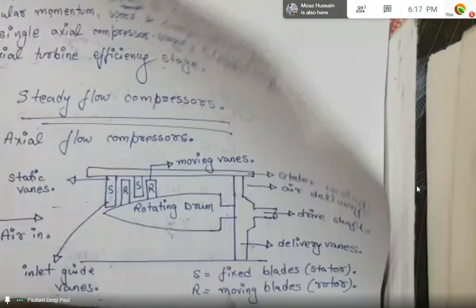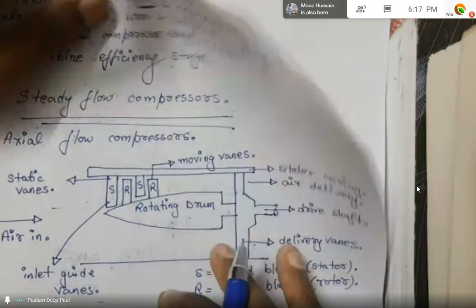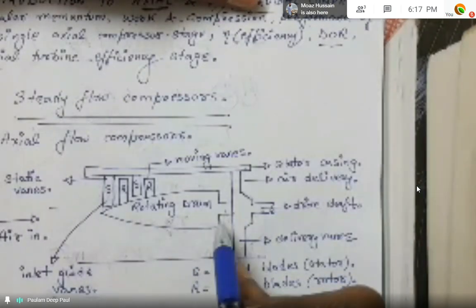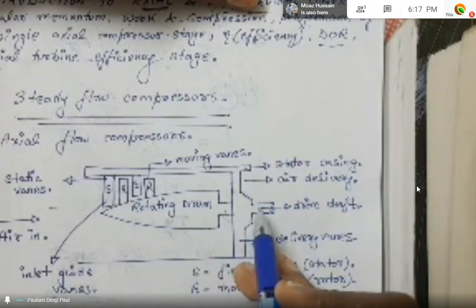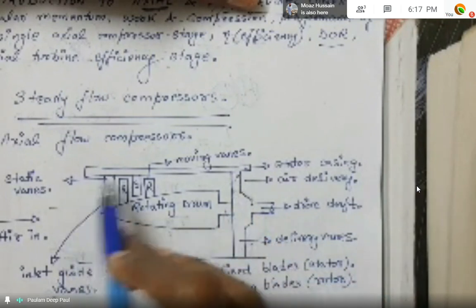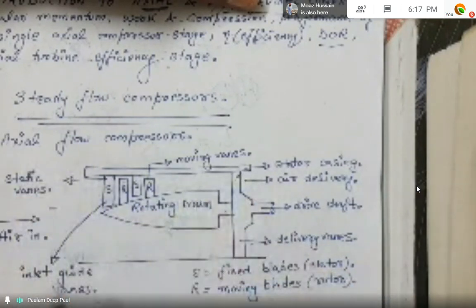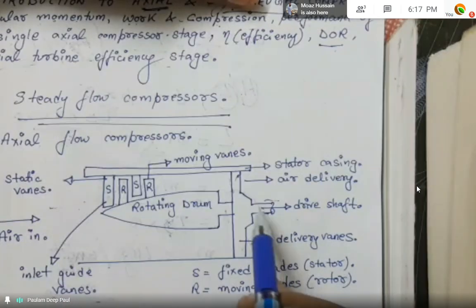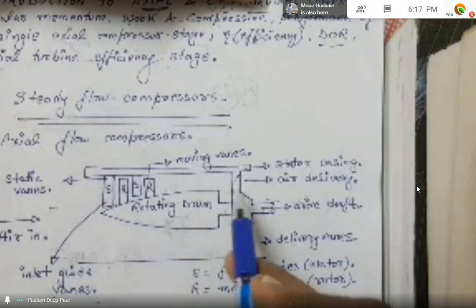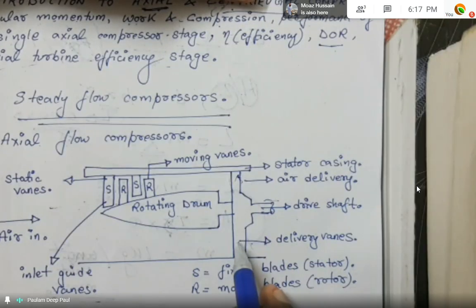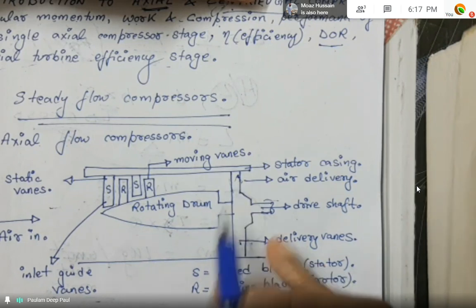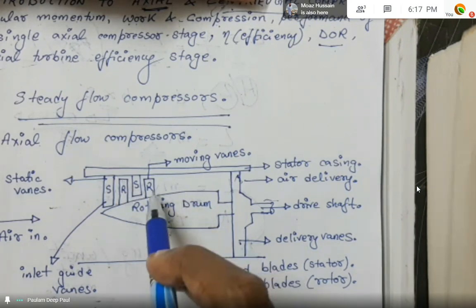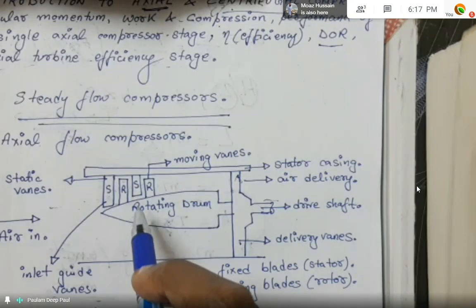Now, you may have some questions about this diagram, so let us talk about this diagram at first. See, this is the rotating drum, or you can say the hub with the shaft connected. We are seeing a side cutaway view of the axial compressor here. This is the drive shaft, which is actually rotating the drum. These are the delivery vanes, this and this. And on the rotating shaft, the rotor blades are mounted. That is denoted here by R and R, as you can see.